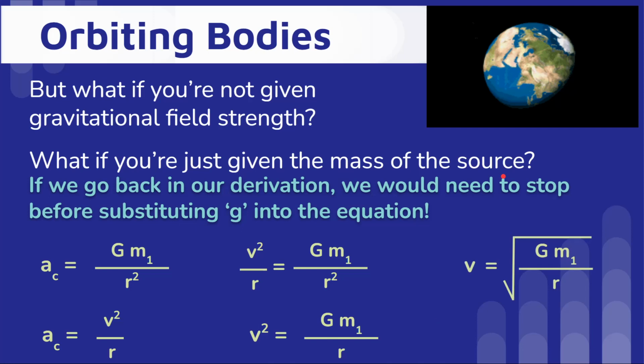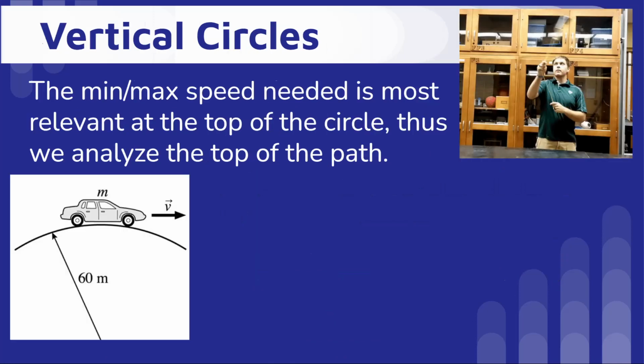So if you don't happen to know gravitational field strength, you could derive this equation instead and stop a couple steps ahead of where we did to get to little g. Okay, so again, velocity equals square root of our gravitational constant times our source mass m1 divided by our radius. All of that under the radical. And you can use that equation.